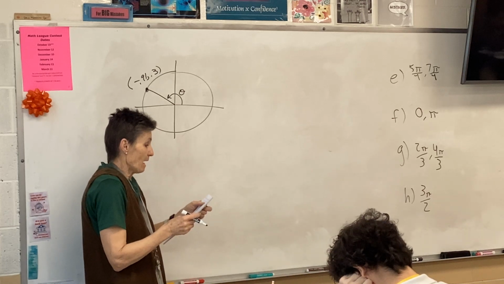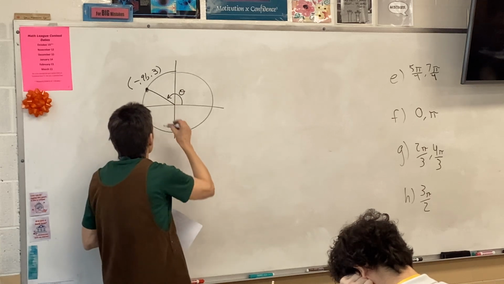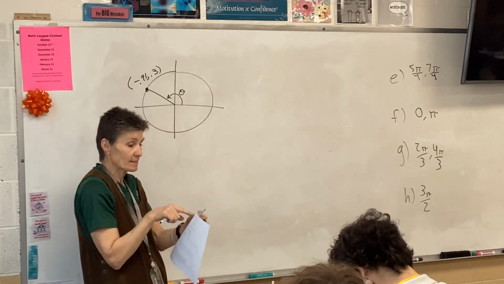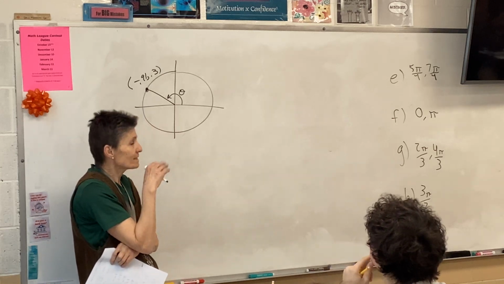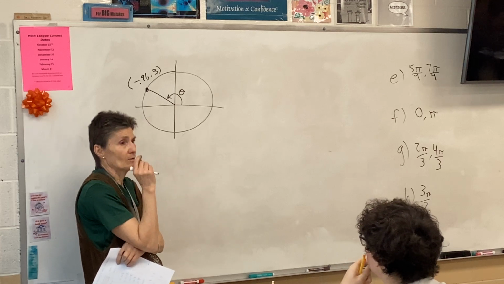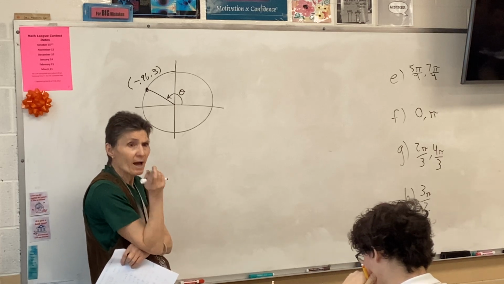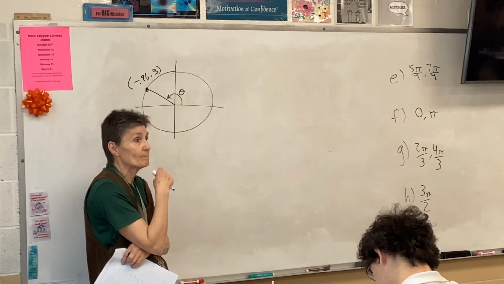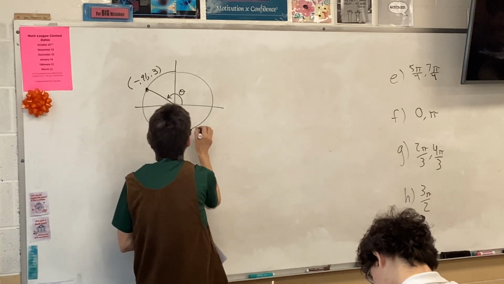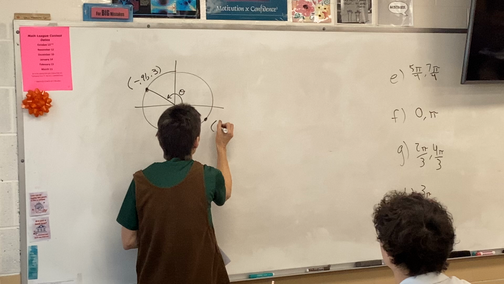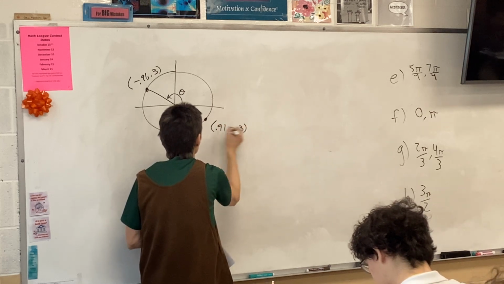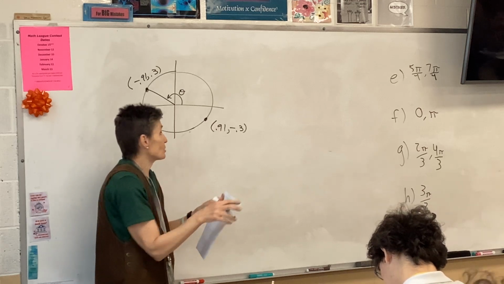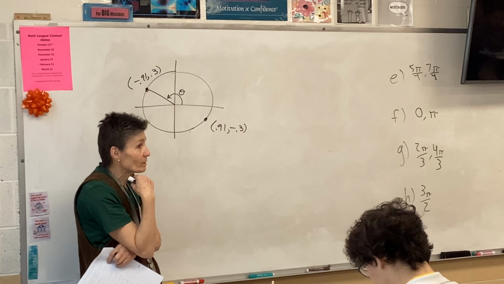Okay. Now, problem A says, take that point and add pi to it. That's what it says, theta plus pi. If you add pi to an angle, what does it do? It takes you halfway around. So instead of being in quadrant 2, I would now be in quadrant 4. And the point in quadrant 4 would be positive 0.91, negative 0.3. Would you agree with that? So what do I want to know? I want to know sine. So the sine will be negative 0.3.